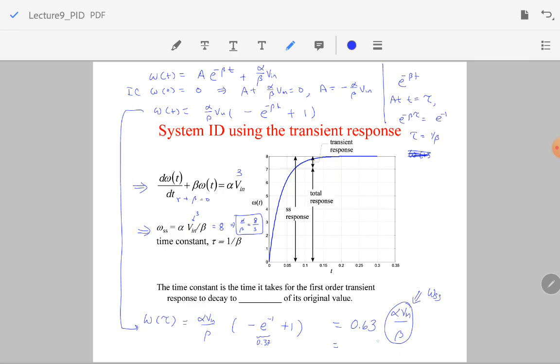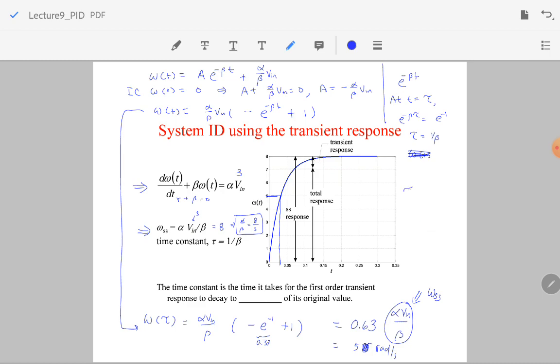So when you multiply 8 times 0.63, can I just say 5? I don't have a calculator with me right now. So 5, did I just put the wrong unit? Radians per second. So when does it become 5? That time right there, let's call that 0.03.